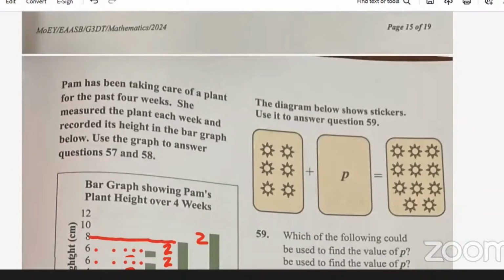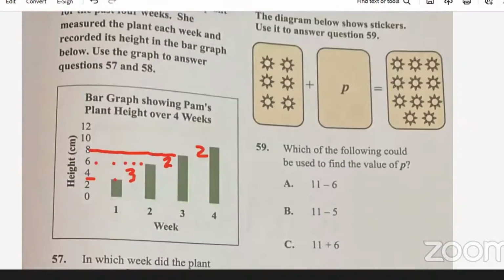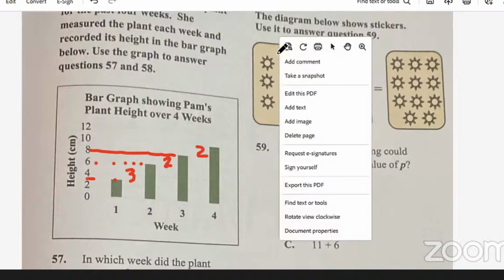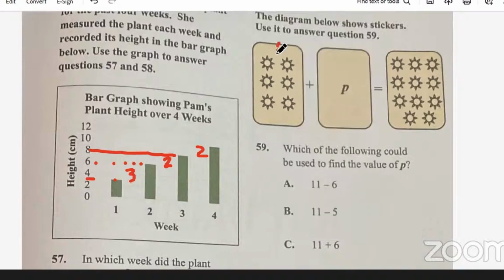All right, question 59. The diagram below shows stickers. Use it to answer question 59. So we have 6 stickers plus P equals 1, 2, 3, 4, 5, 6, 7, 8, 9, 10, 11. All right, so this is 6, this is 6, and this is 11. Which of the following could be used to find the value of P? So 6 plus something equals 11. So what would we use now to find the value of P?